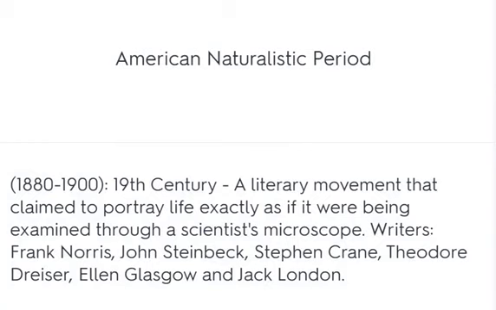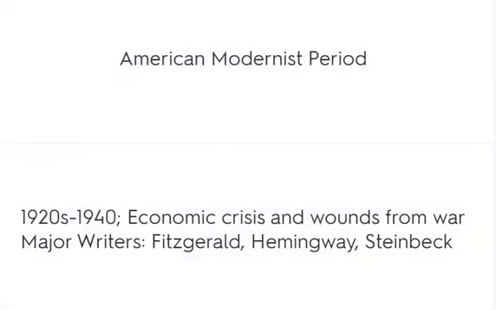American Naturalistic period, 19th century, a literary movement that claimed to portray life exactly as if it were being examined through a scientist's microscope. Writers: Frank Norris, John Steinbeck, Stephen Crane, Theodore Dreiser, Ellen Glasgow, and Jack London. American Modernist period, 1920s to 1940, economic crisis and wounds from war. Major writers: Fitzgerald, Hemingway, Steinbeck.